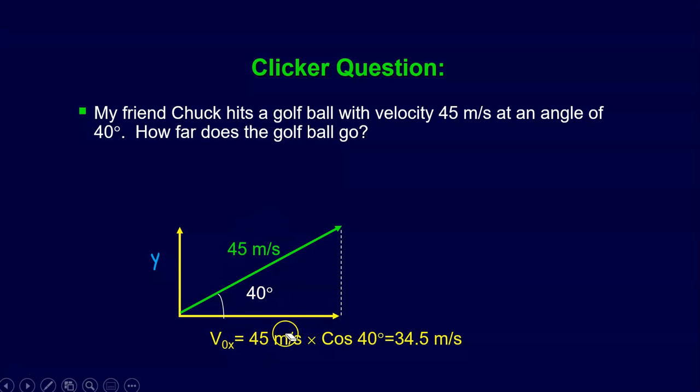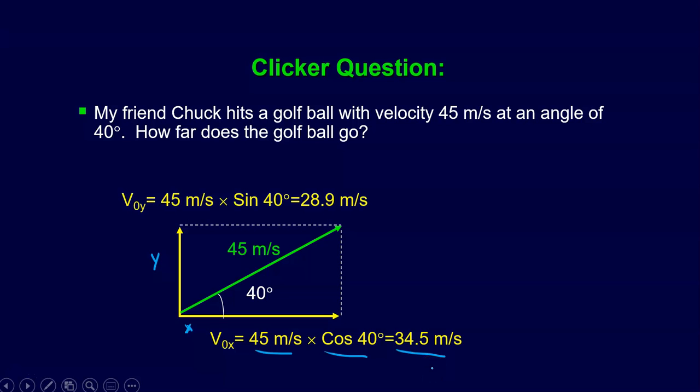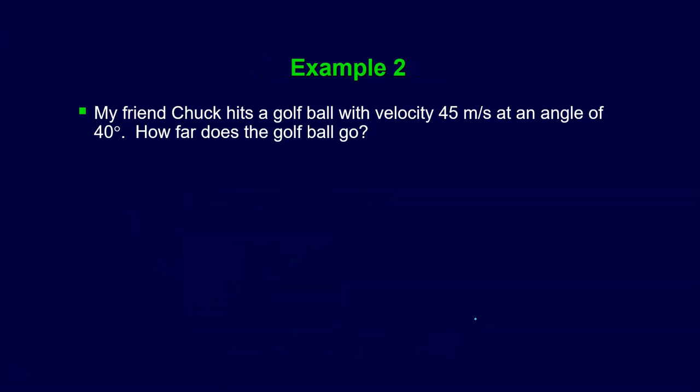Now let me put this x in a better place. My x velocity will be 45 times cosine of 40. Again, that's the adjacent side, and so I get 34.5. So that is the right answer. However, it's useful to go through and find what the y velocity would be too, which is 45 times sine 40. So you need both of those. So you have to do a little bit of extra work here to figure out some of your constants to start out with.